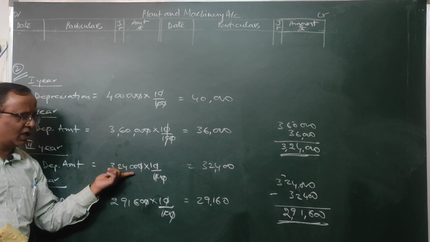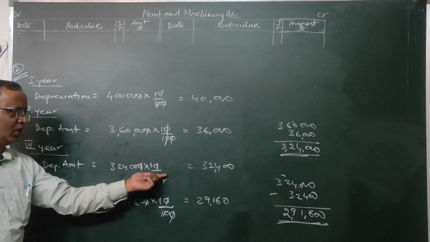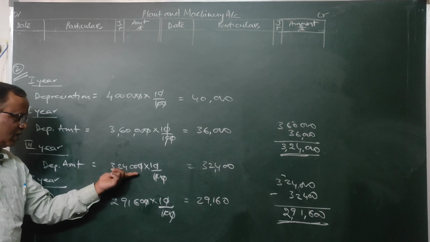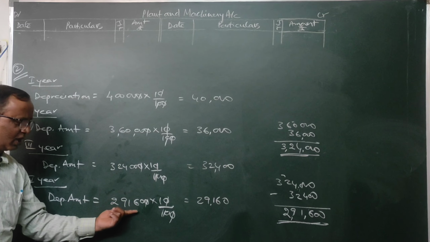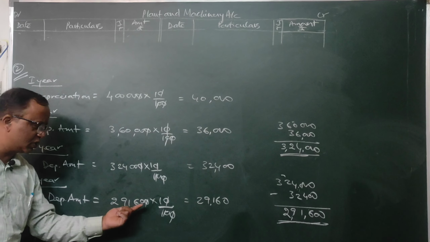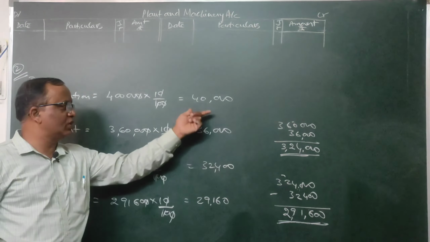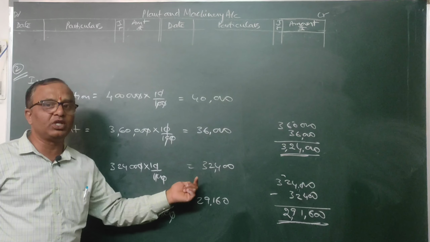Whereas in the third year, from the 3,60,000, second year we have provided 36,000 depreciation. So the remaining balance is 3,24,000. On this we have provided depreciation for 1 year at the rate of 10%. So it is 32,400. Whereas in the fourth year, from 3,24,000, 32,400 we have provided depreciation. The remaining is 2,91,600. This is the value of the asset in the beginning of the fourth year. On this we have provided 10% depreciation, which amounts to 29,160. So this is how we are going to calculate depreciation under reducing balance method or diminishing balance method.